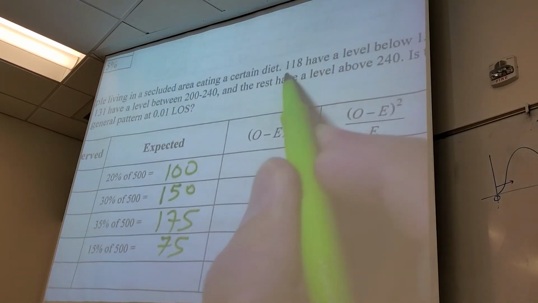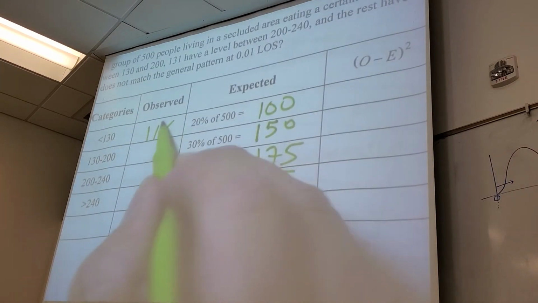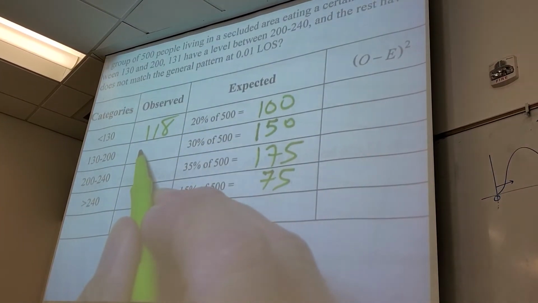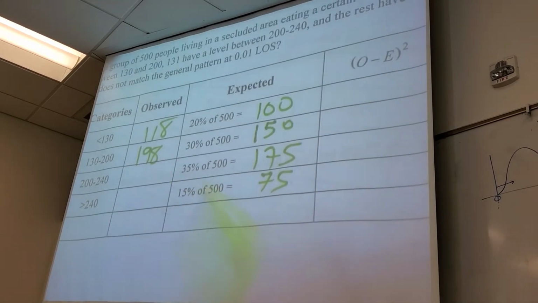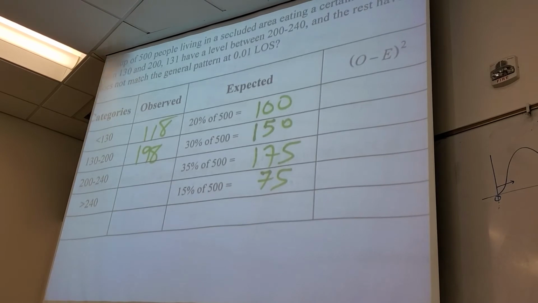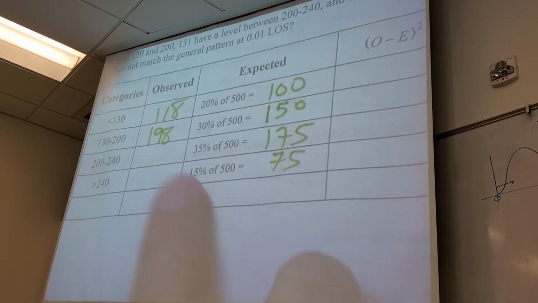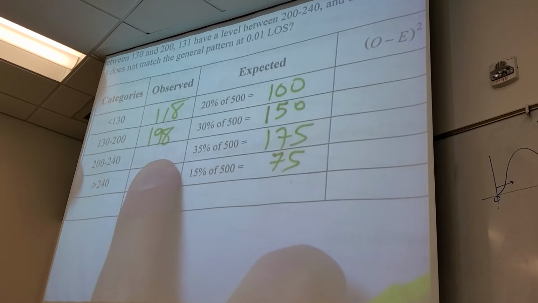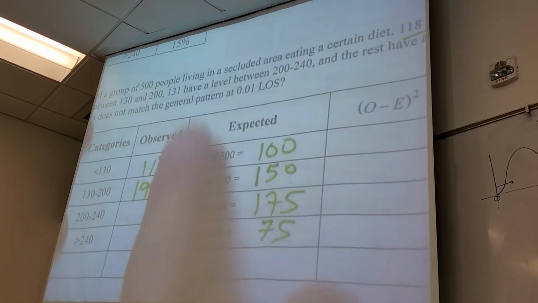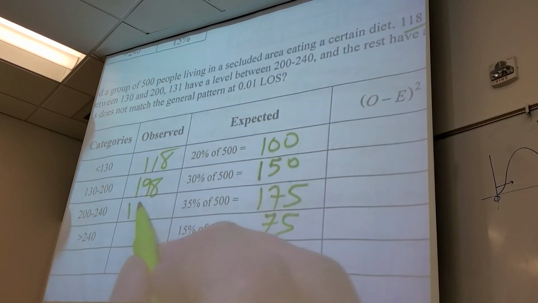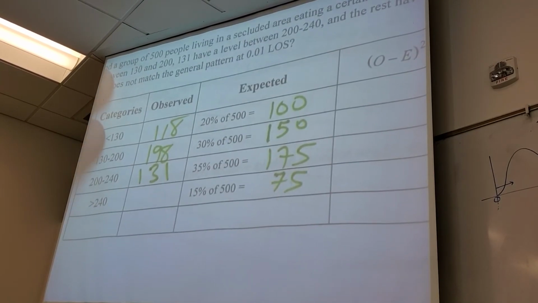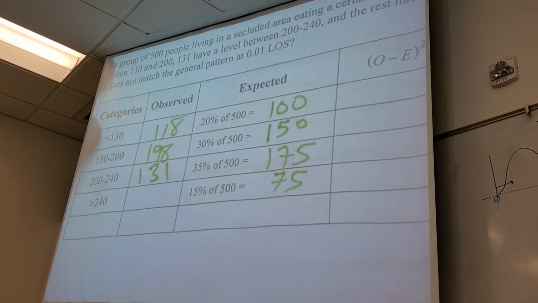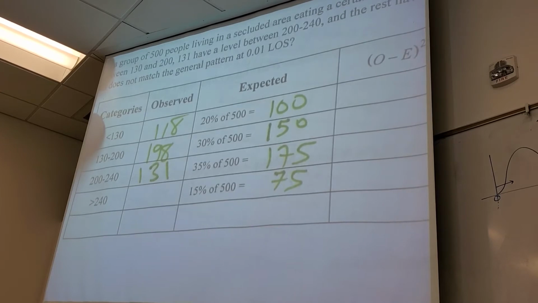We see that there's 118 with a level below 130. What should go here? 198. Is everybody with me? Or are you guys just not? You guys don't like to talk. And then what goes here? 131, between 200 and 240. And then, of course, I got to figure out what's left over for the last one. 53. Is that right?